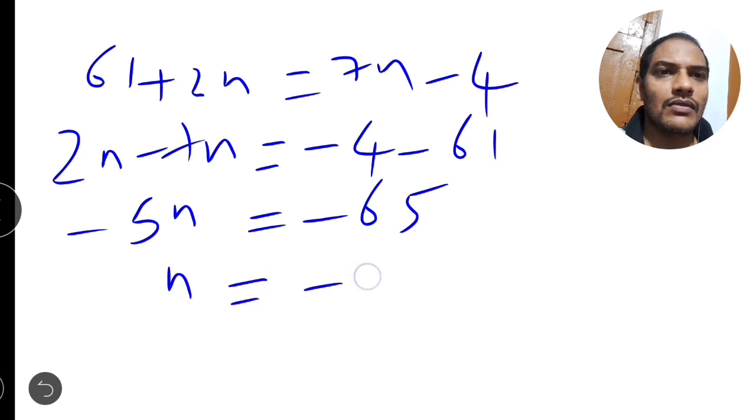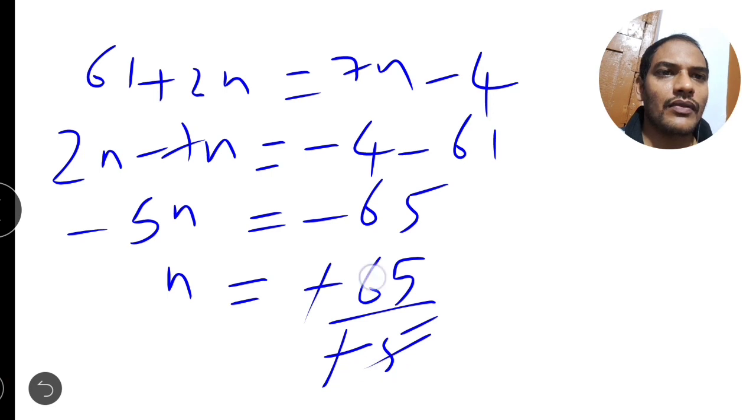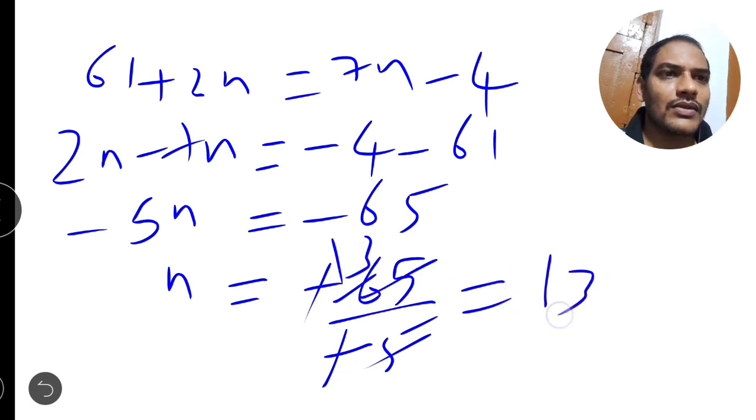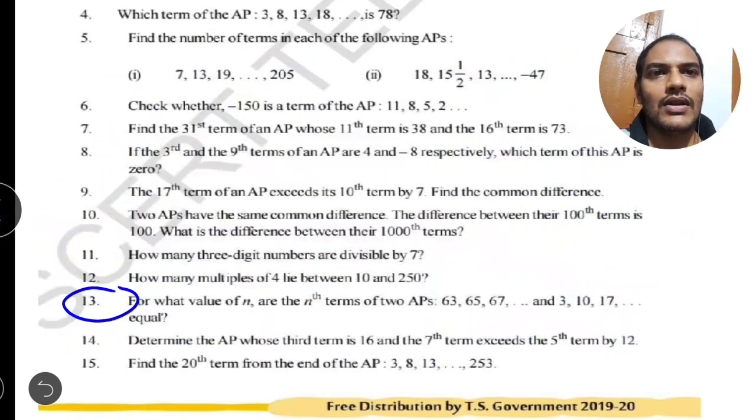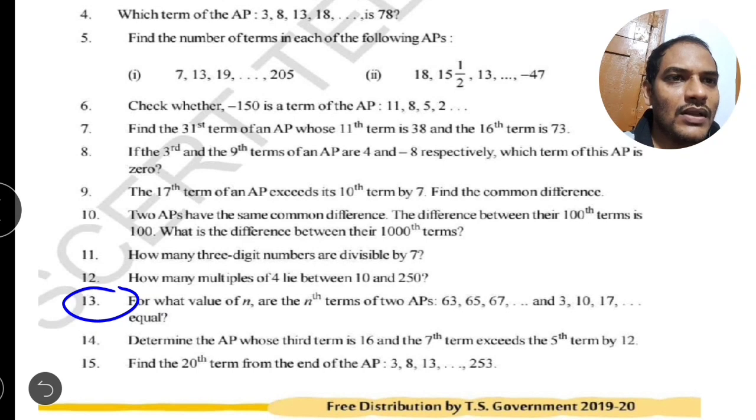So n equals minus 65 divided by minus 5. 5 ones are 5, 1 remainder, 5 threes are 15, so n equals 13. So the n value is 13. So the 13th term in the first AP and the 13th term in the second AP will both be equal.